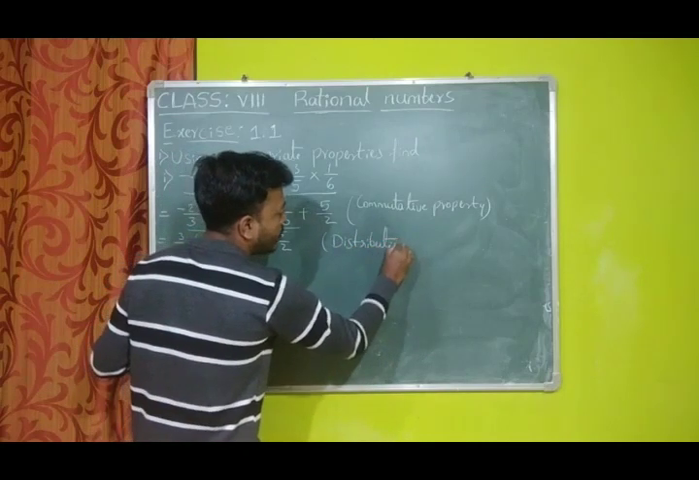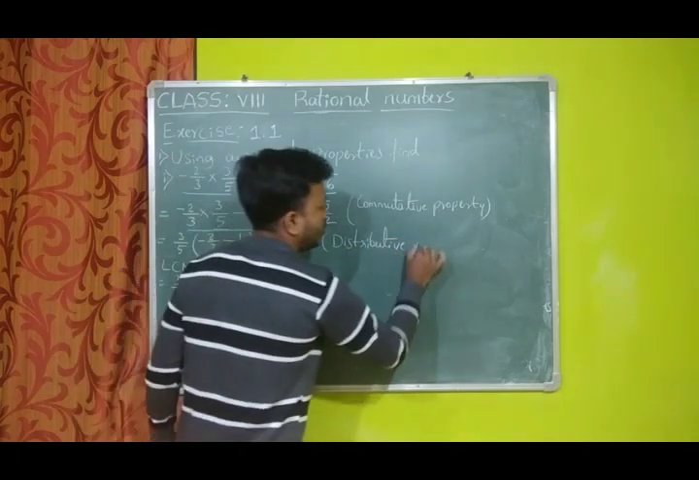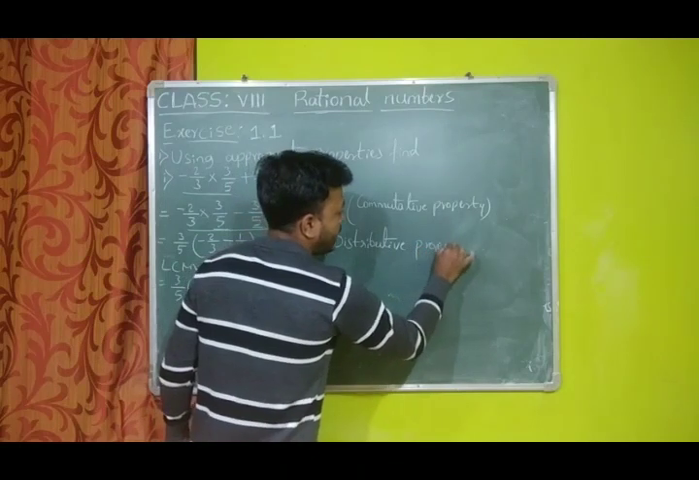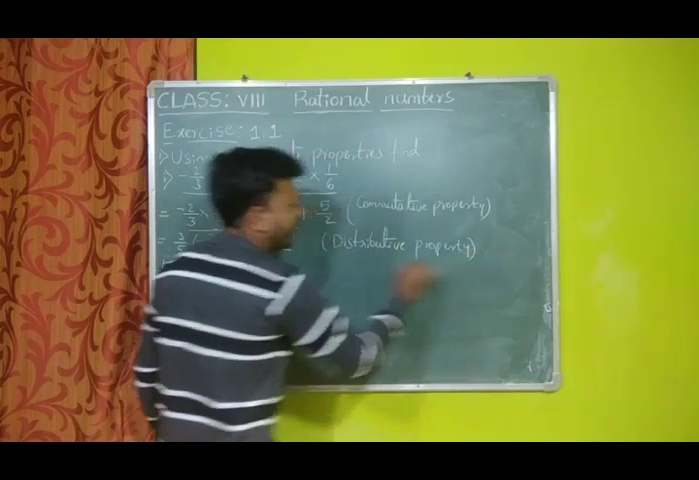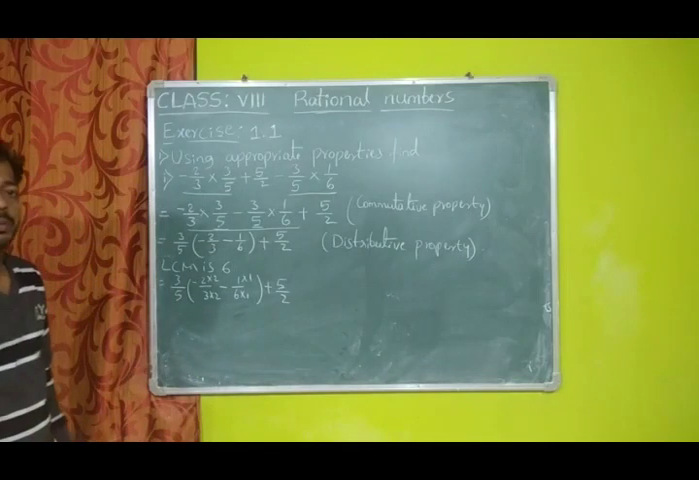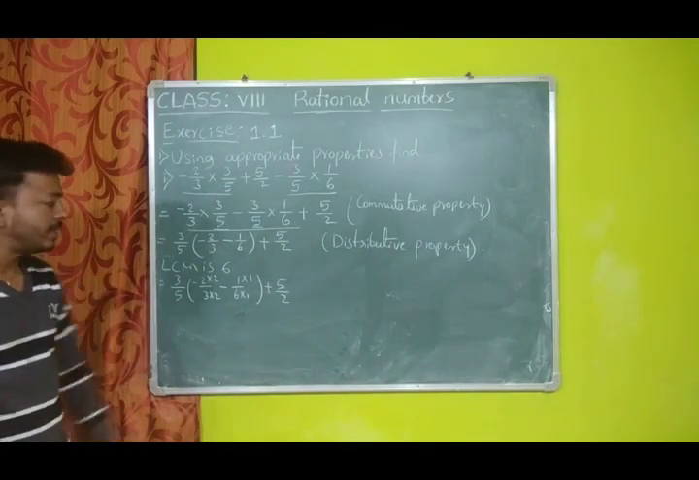Which property you are using, you should mention here. Distributive property. In each and every example, that's compulsory. You should mention the property name. Which property you are using, you have to mention that.